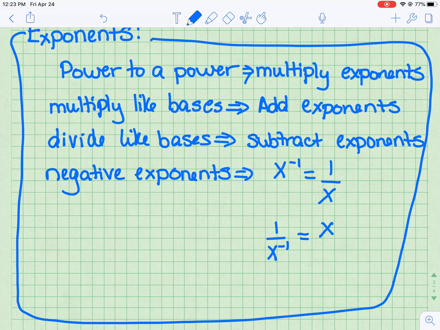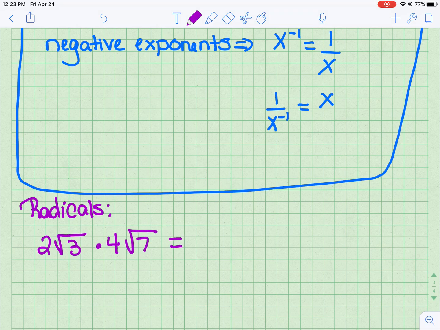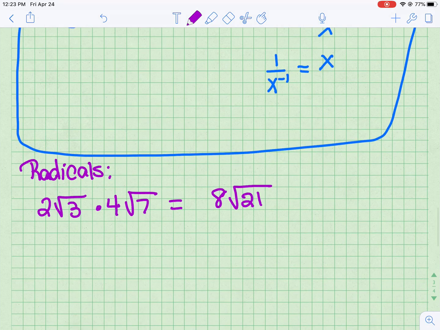The other thing that's going to come into play a little bit is radicals. So I just want to do a quick review of radicals. You probably remember this because it comes pretty naturally at this point. If we multiply a radical times a radical, remember it's outside times outside, inside times inside. So this would be 8 square root of 21. And if there was anything you could simplify, you would pull out your simplified numbers. Probably remember most of this.